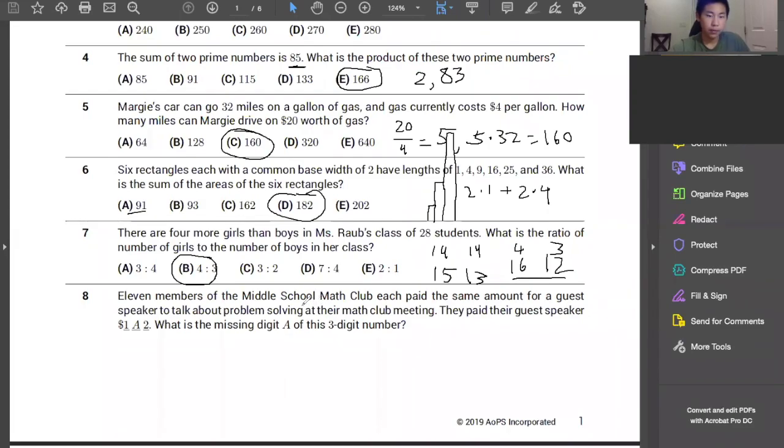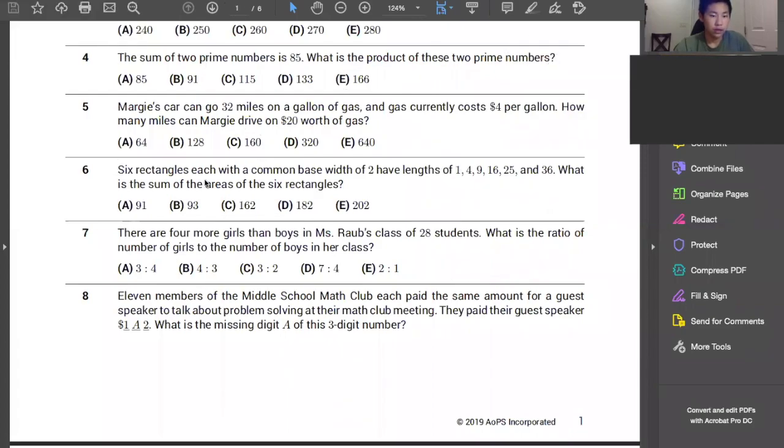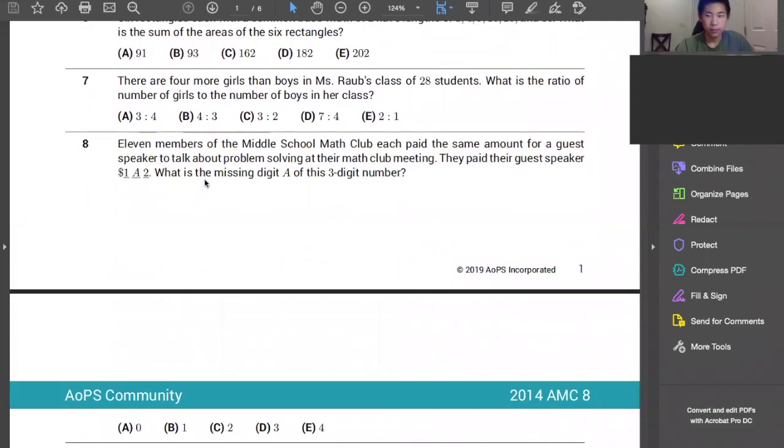Okay. 11 members of the middle school math club each paid the same amount for a guest speaker. And they paid their guest speaker 100 plus A times 10 plus 2 dollars. And we want to know what the missing digit is. So I'll scroll down now for the answers.